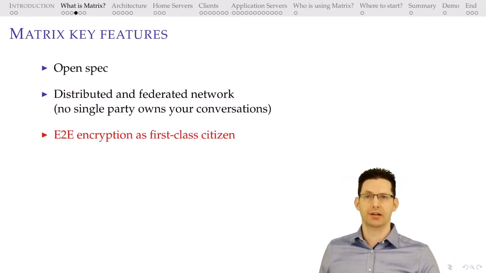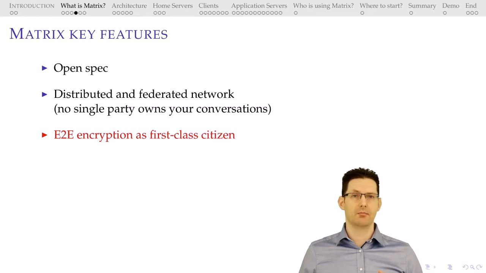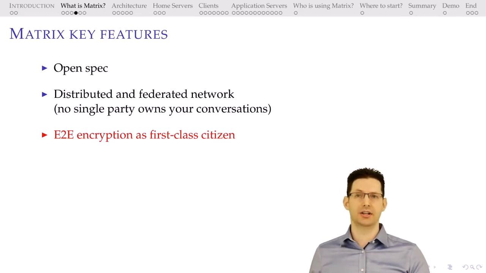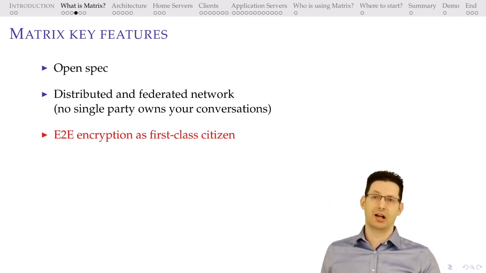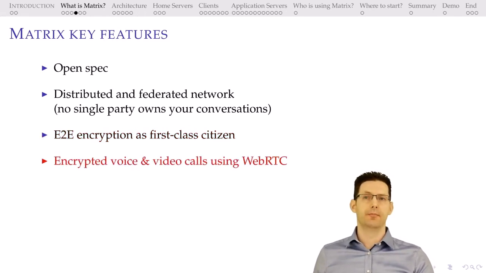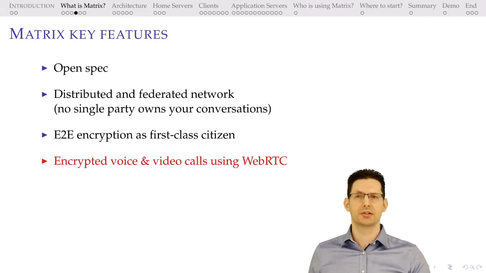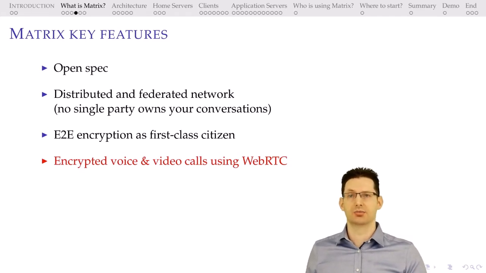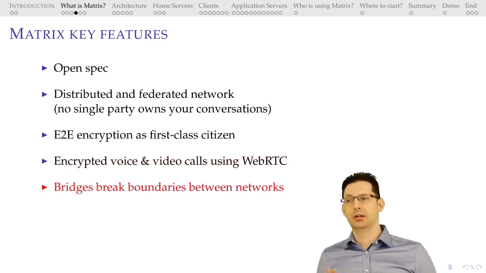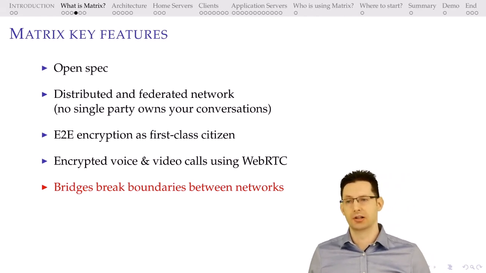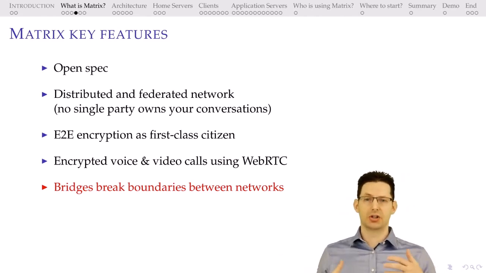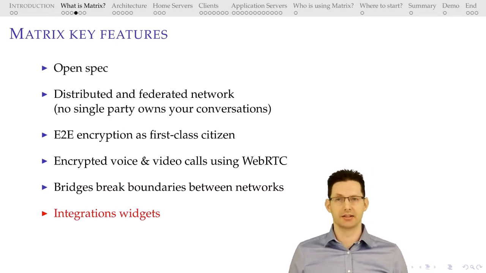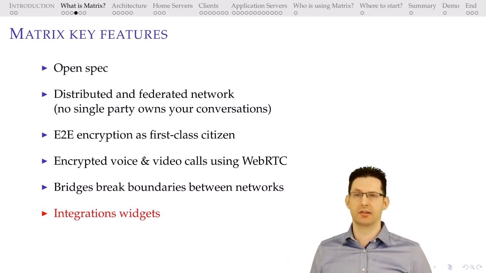End-to-end encryption is there by default and built in from the ground up in the spec, and not bolted on top at some later time. And this is very important from the architectural point of view. We can also use WebRTC calls, voice and video calls in Matrix, and those are encrypted as well. And I think the most unique feature of Matrix is bridging, which bridges other networks into Matrix. So you don't have to install 10 clients on your device to communicate to 10 different networks.